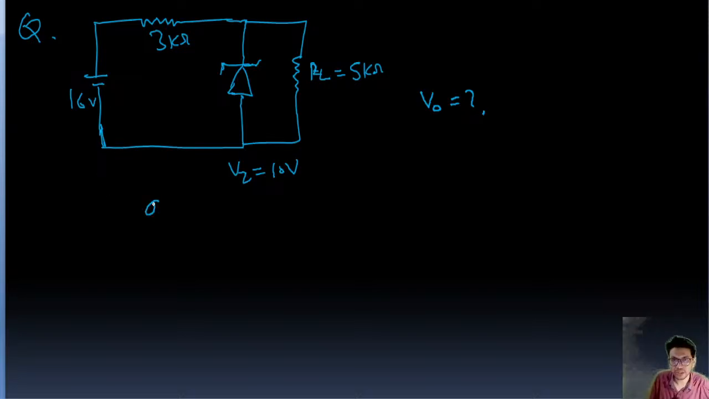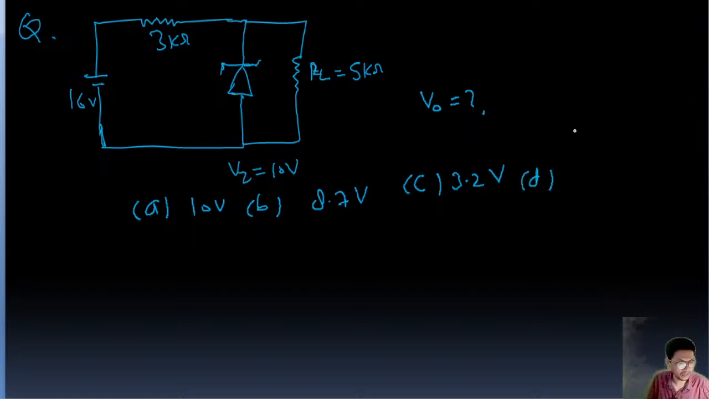Okay, options are given. Option A, that is 10 volt. Option B, that is 8.7 volt. Option C, 3.2 volt, and option D, 12 volt. Okay, so this is the question, guys. So here we need to find V naught, means we'll remove this, for checking whether diode is on or off, right? Then we can find V naught.